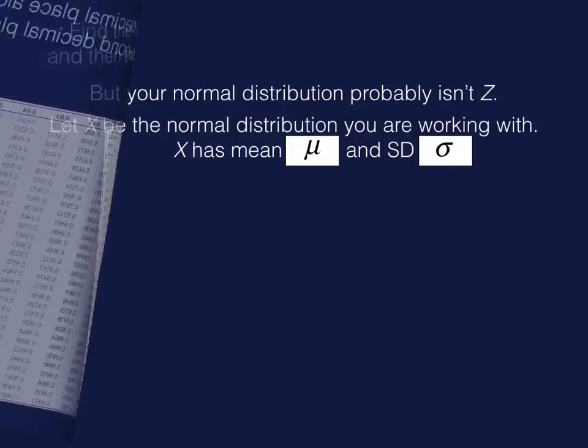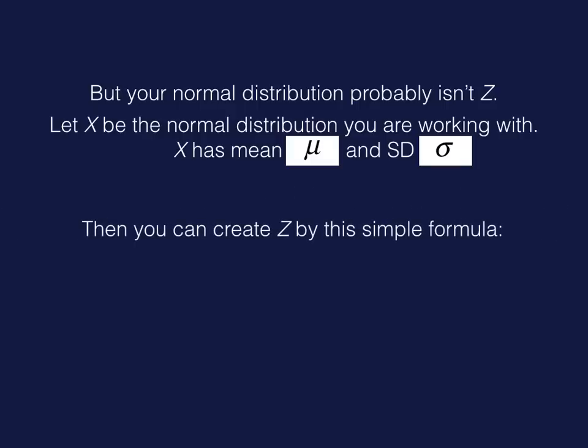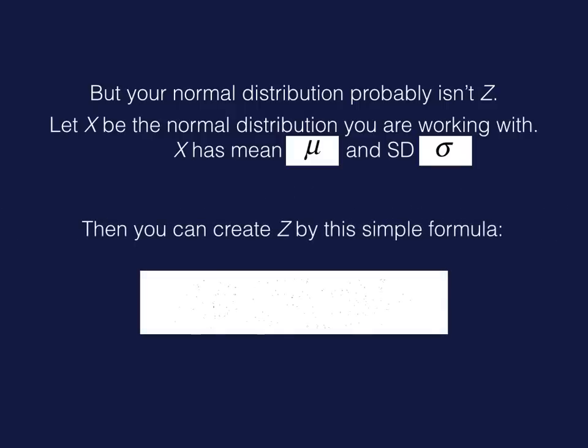Okay, so generally you don't have Z in your problem. Like with the IQ, it wasn't a mean of 0, it was a mean of 100, and so on. So there's a simple way to go from the distribution that you have to the Z distribution. And it's a simple formula, and it looks like this. You subtract the mean, and then you divide by the standard deviation, and that makes Z.